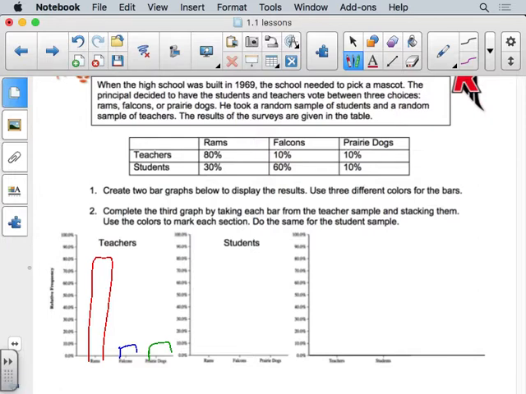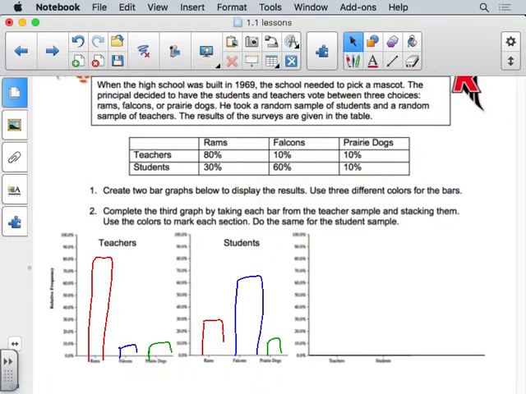Okay, let's move to the next one. Students were at 60% for the Rams. Oh wait, oops, that was totally wrong. I think students come together. Yes, let's make our school mascot the Prairie Dog for the rest of the time. Alright, let's make a new poll, and if everyone votes Prairie Dogs in the school, we can change from the Vikings to the Prairie Dogs. So yeah, 30, 60, 10. Those are beautiful graphs. Best I've ever done.